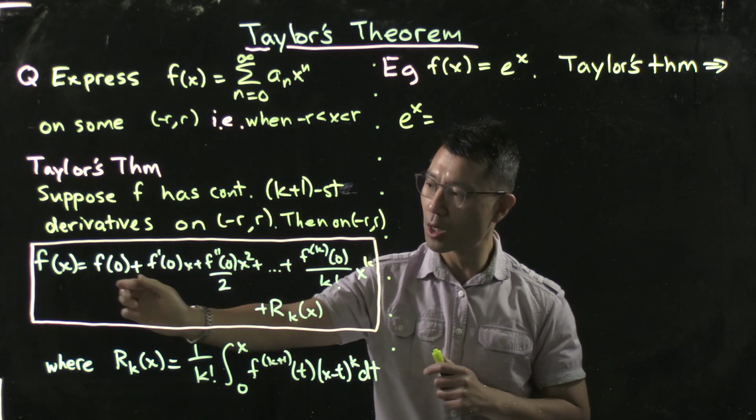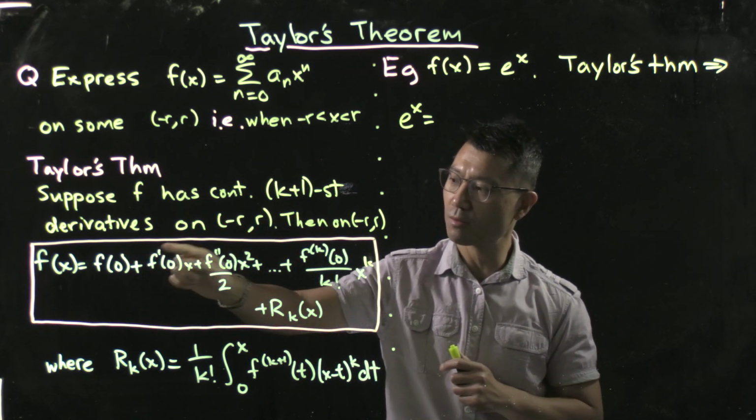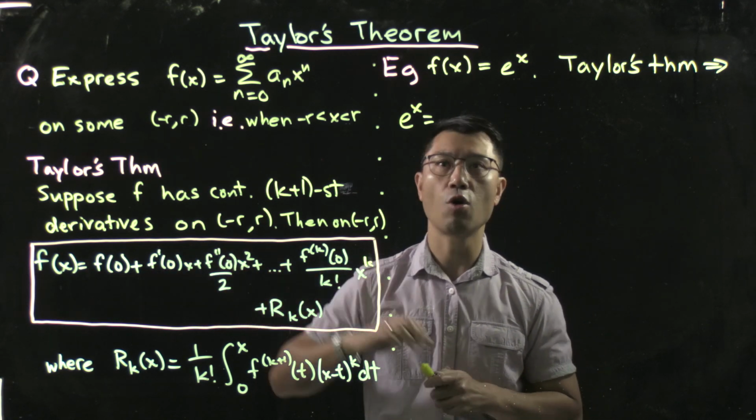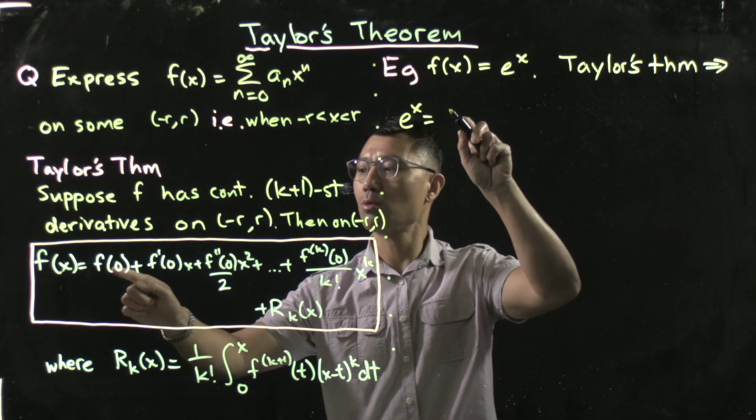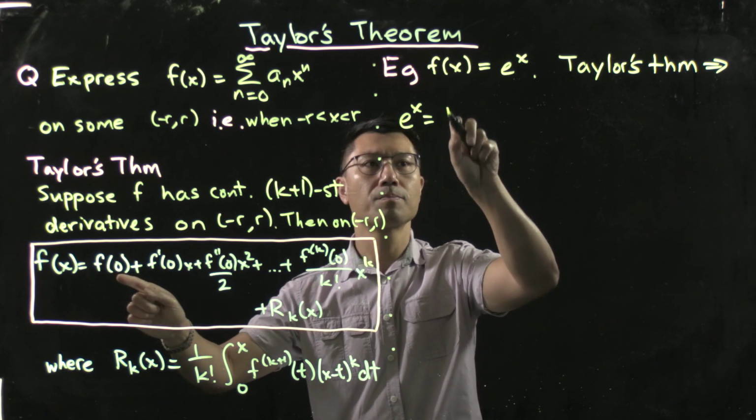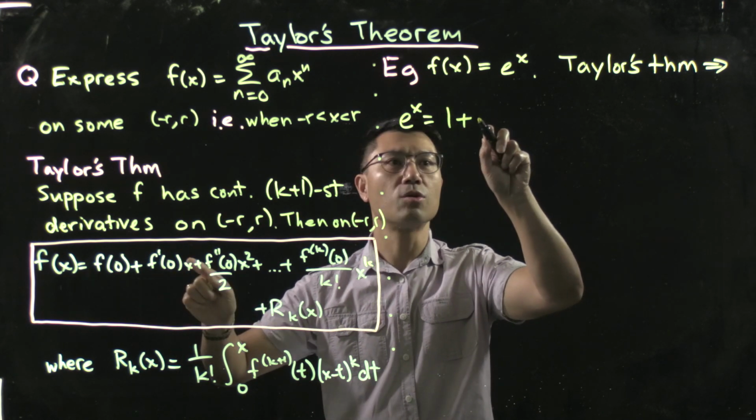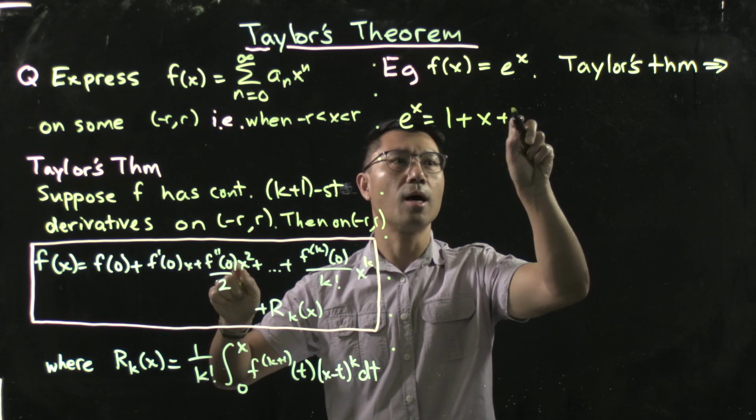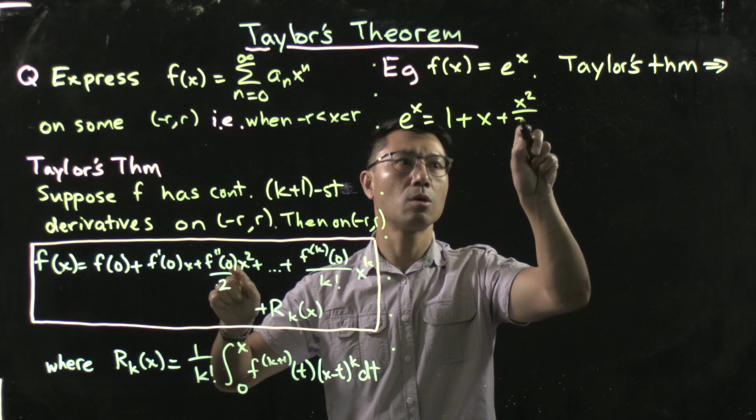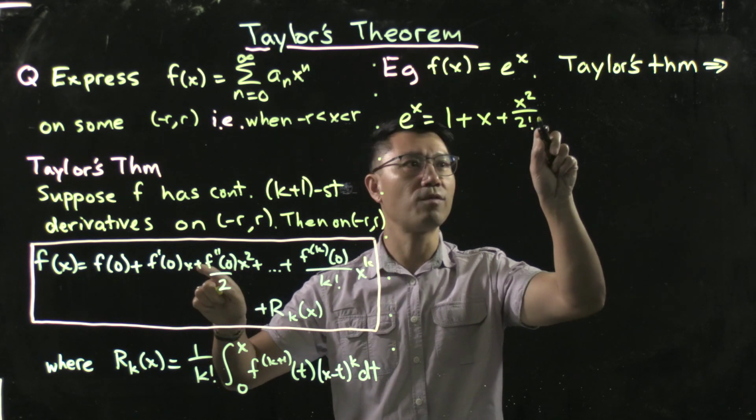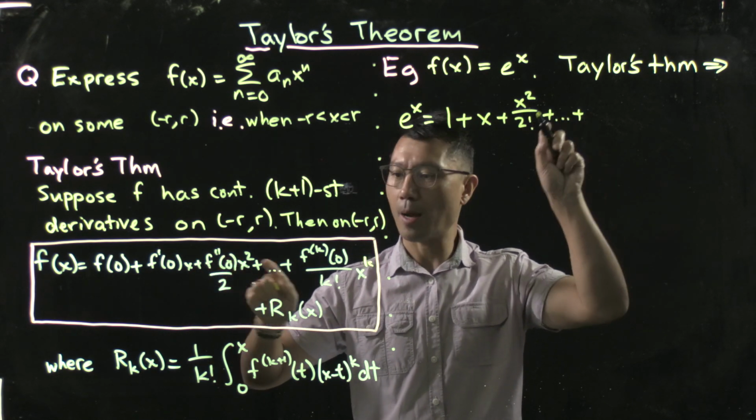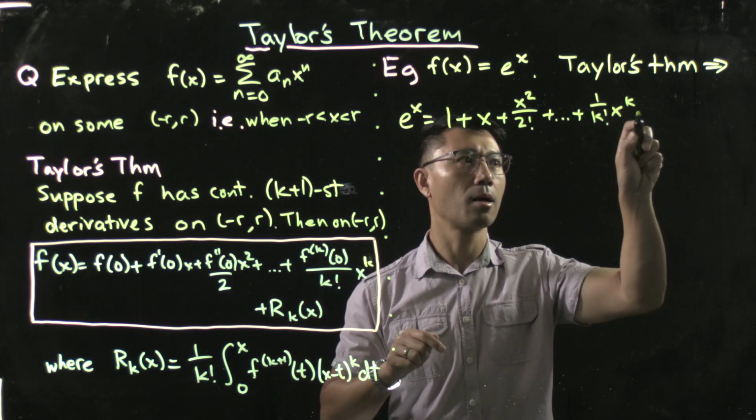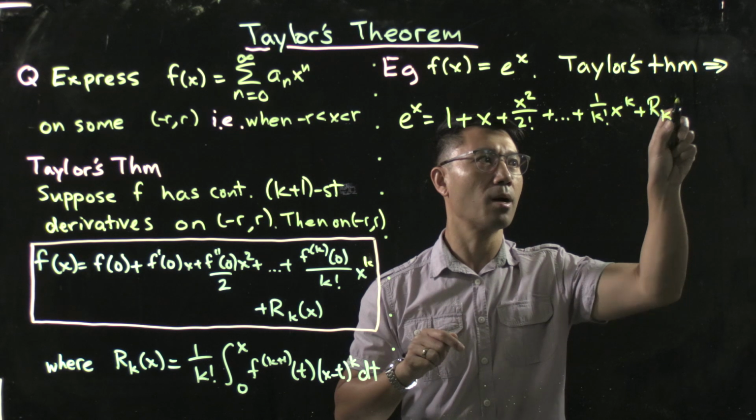And the coefficients of that polynomial are given by replacing all these derivatives of f by 1. So you just get these factorials on the denominator. Here the first one is just 1, so you get a coefficient of 1 for x, and then you get x squared on 2, which you can also write as x squared over 2 factorial, plus all the way up to 1 on k factorial, x to the k. And then you have this remainder term, R_k of x.